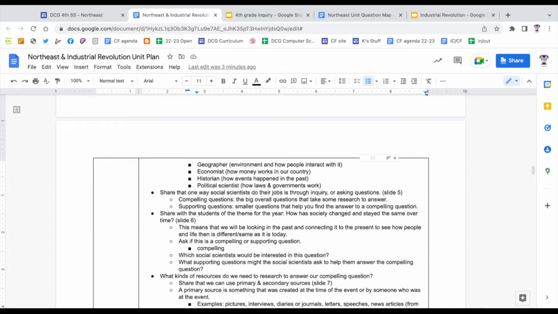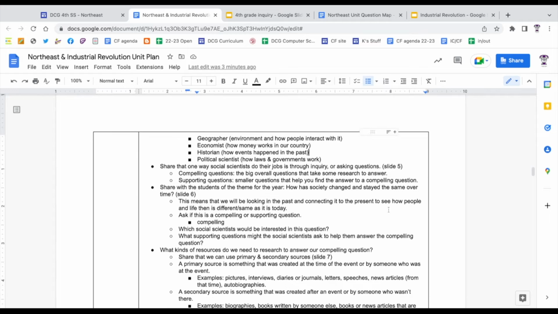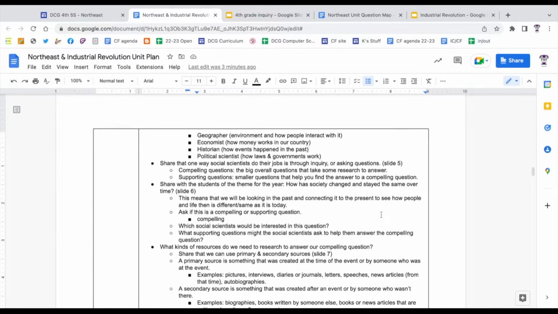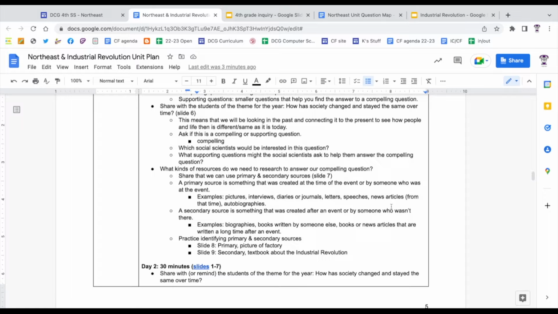After we learn about the different types of social scientists, we consider what types of questions they might ask. And this is the point where we talk about compelling and supporting questions. Then we move into the theme of the year, seeing how we connect the past and the present. And then we consider what types of sources we might need for our compelling question. So we look at primary and secondary sources.